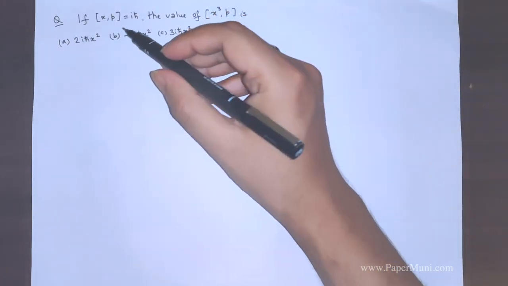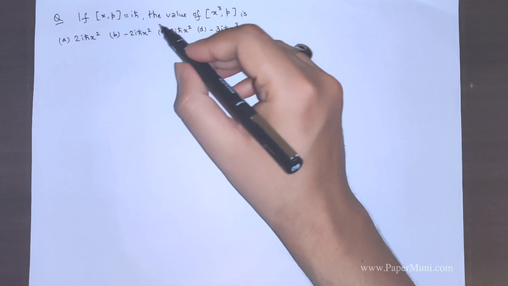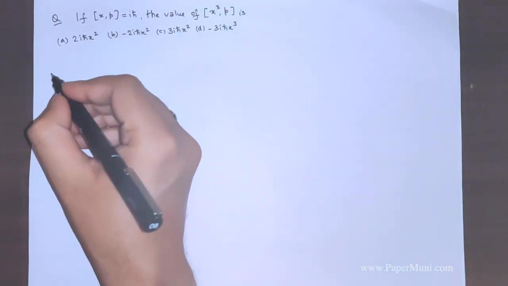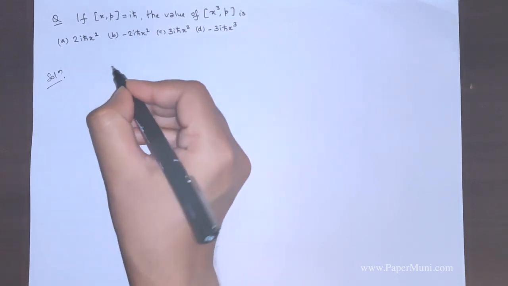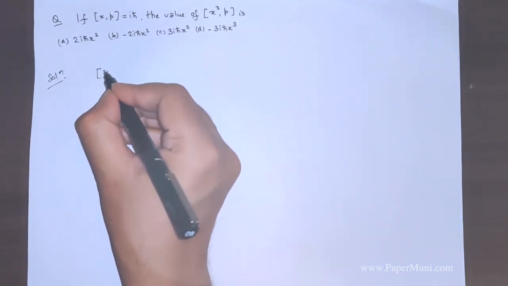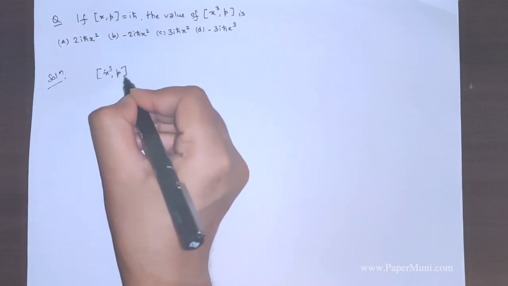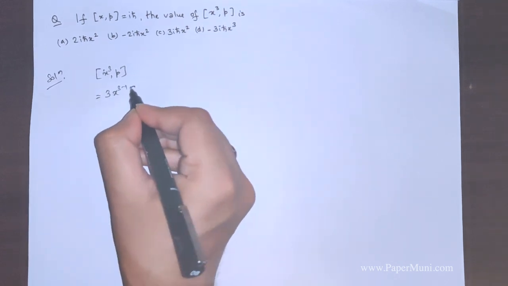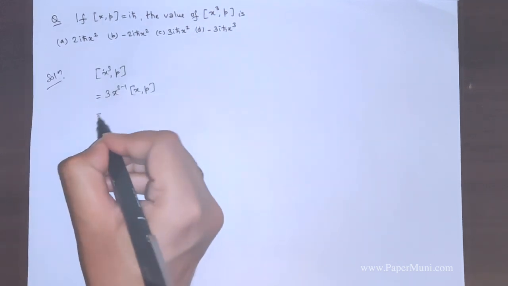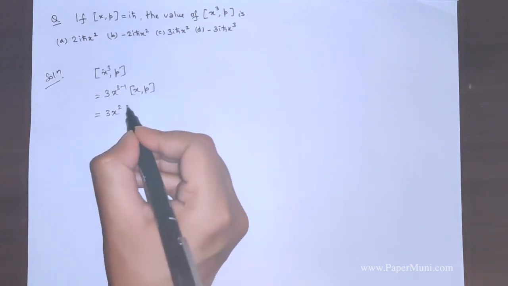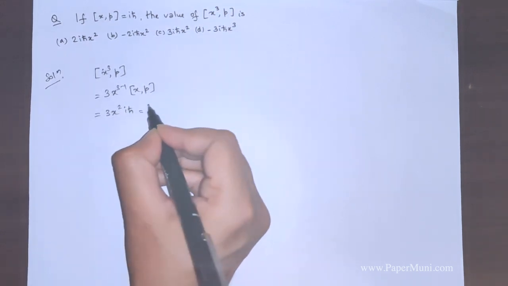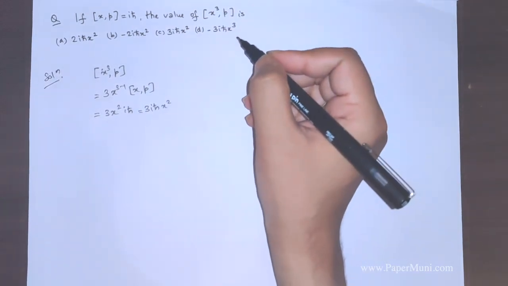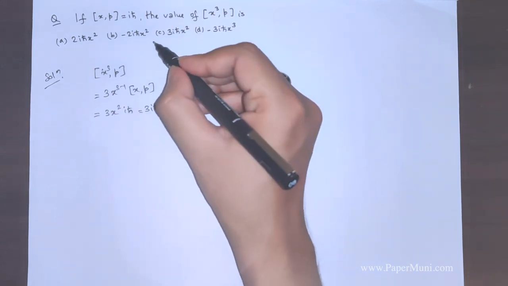So this question: if the commutator of X and P is iħ, the value of the commutator of X cube and P is. So in this, you can just write down x cube, p. This is written as 3x, now 3 minus 1, now the commutator of x and p. Now this gives you 3x square, and this gives you iħ, and you can write 3iħ x square. All right, so the correct answer is C.